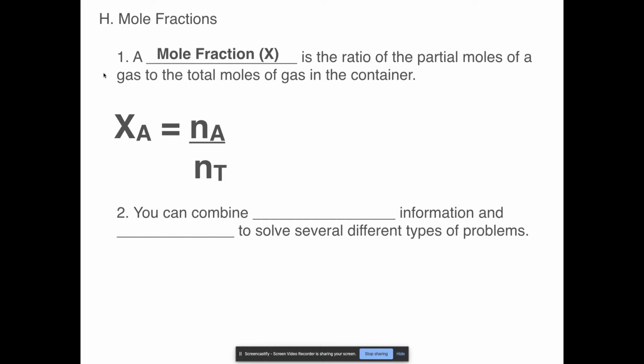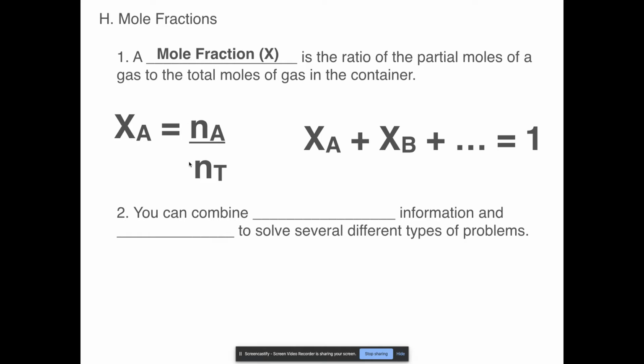And the reason why mole fraction is useful is because if we're looking at the total moles of gas in a container, if we add up all of the partial mole fractions here, we're going to end up equaling 1. Because remember, it's a mole fraction. So we're basically getting a percent. That's kind of what this fraction is. It's the percent of gas that's made up of gas A in the container.